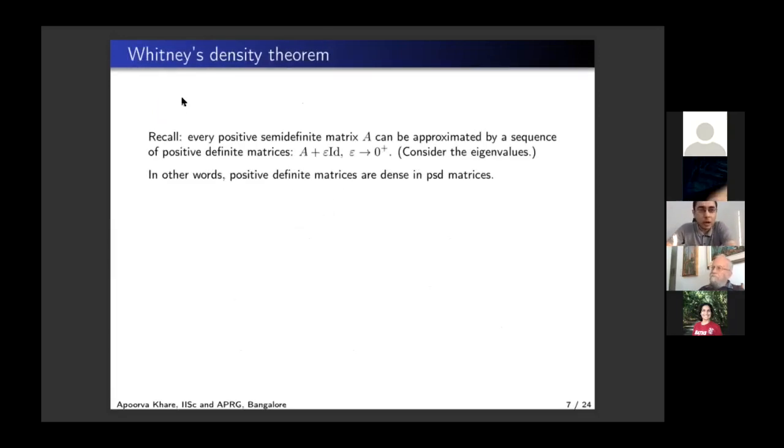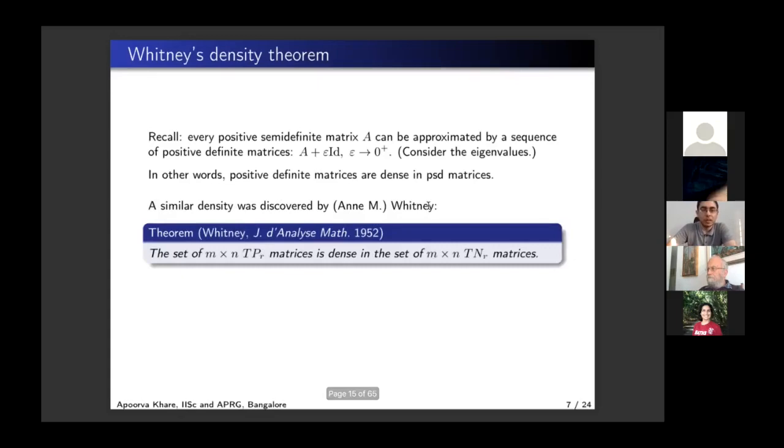Okay, so now for a density theorem. I told you spectral properties, I told you examples, and now a density theorem. So recall, by analogy with positive semi-definite matrices, every one of those can be approximated by perturbing by the identity, right? You just add a small multiple, you get positive eigenvalues. In other words, the positive definite matrices are dense in the positive semi-definite matrices. The same thing holds for totally positive inside totally non-negative. And this is by Schoenberg's student, Anne Whitney.